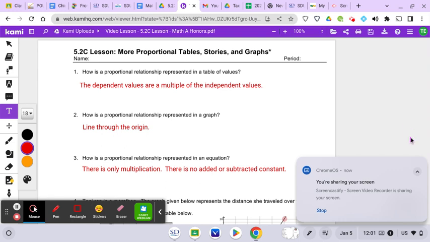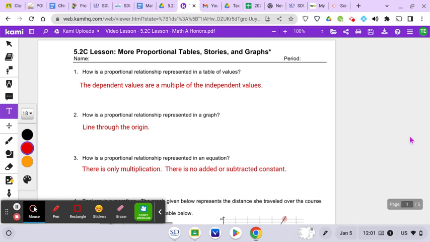All right, welcome Math A Honors to lesson 5.2c. We're going again over proportionality, which goes through tables, context, graphs, and the first three are review. How is a proportional relationship represented on a table of values?